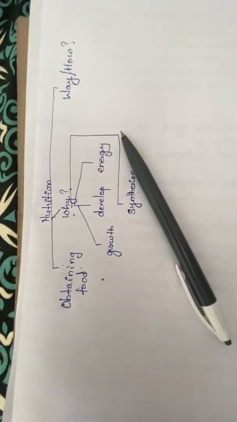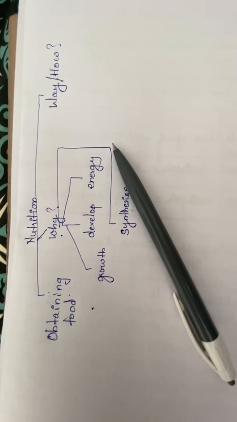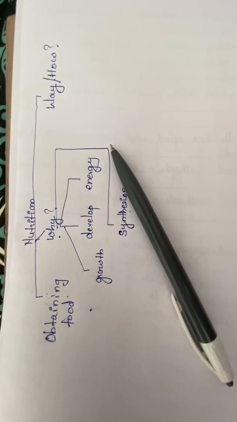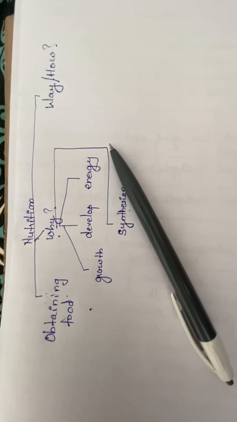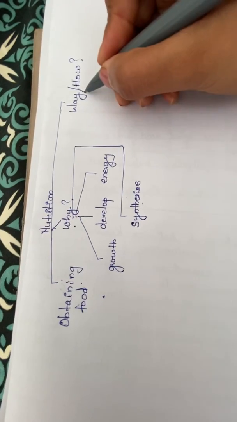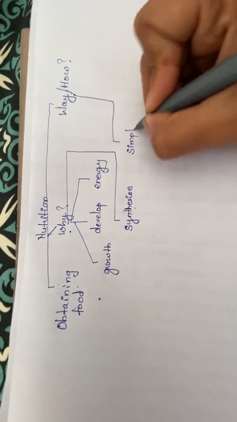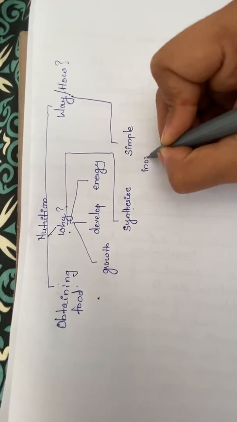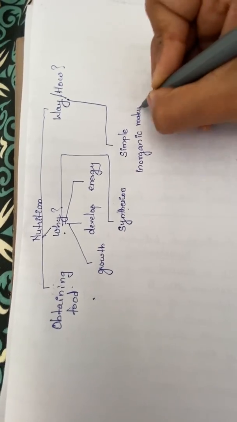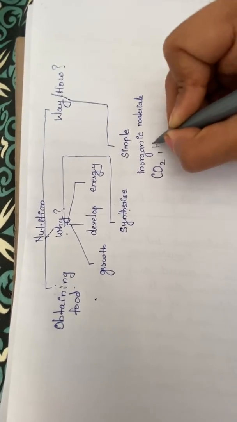Here you should know that all living organisms do not follow the same mode of obtaining nutrition. There are different ways by which living organisms obtain food. There are certain living organisms which obtain food by using simple inorganic materials from the environment. Which inorganic materials? Such as carbon dioxide, water.